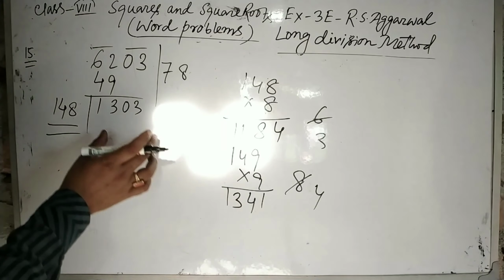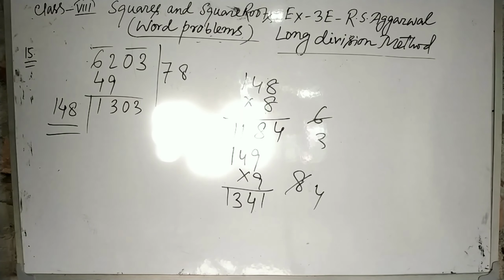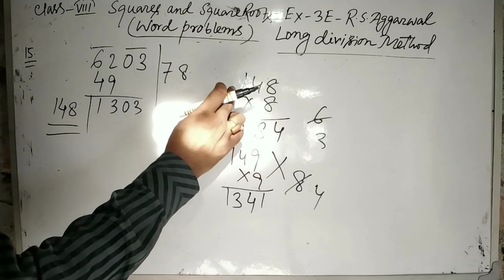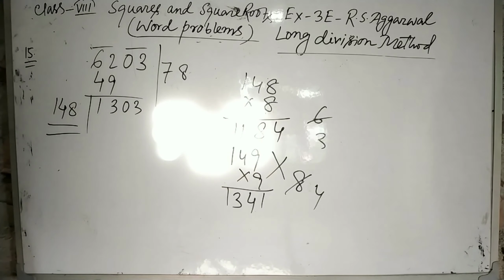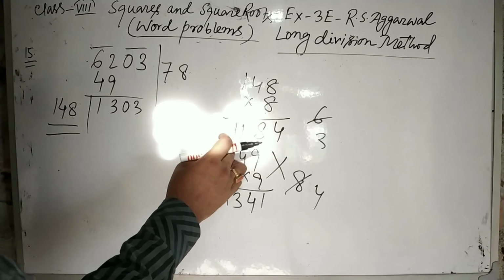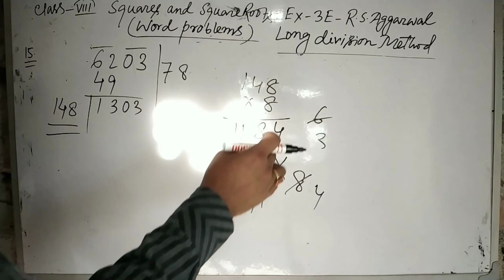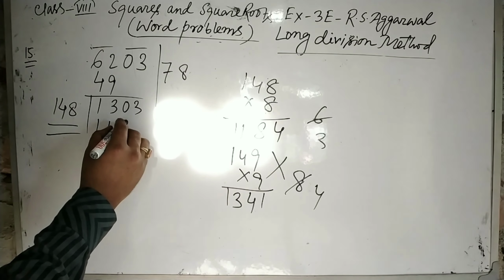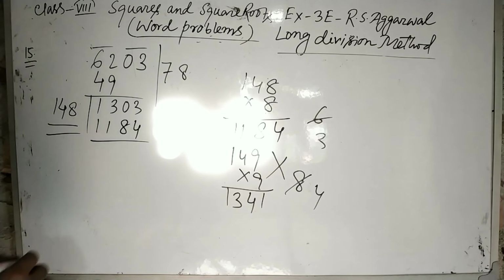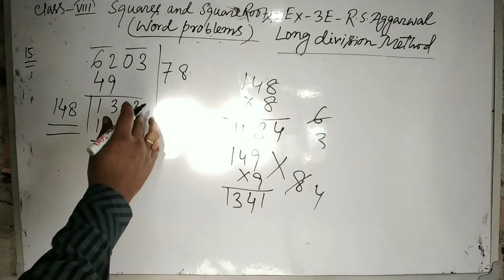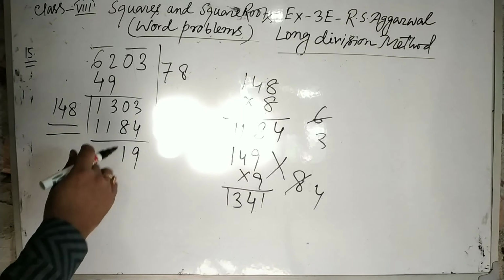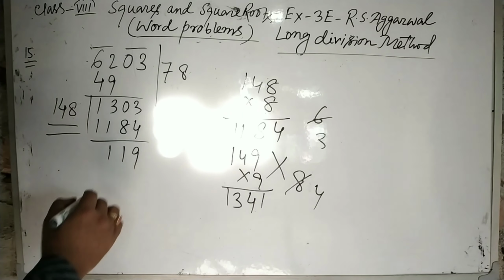So this number is greater than 1303. So we cannot take 9. So it will be 78, and here it will be 148 into 8, that is 1184. Okay. Subtract, 1, 1, 9, 1. Okay.